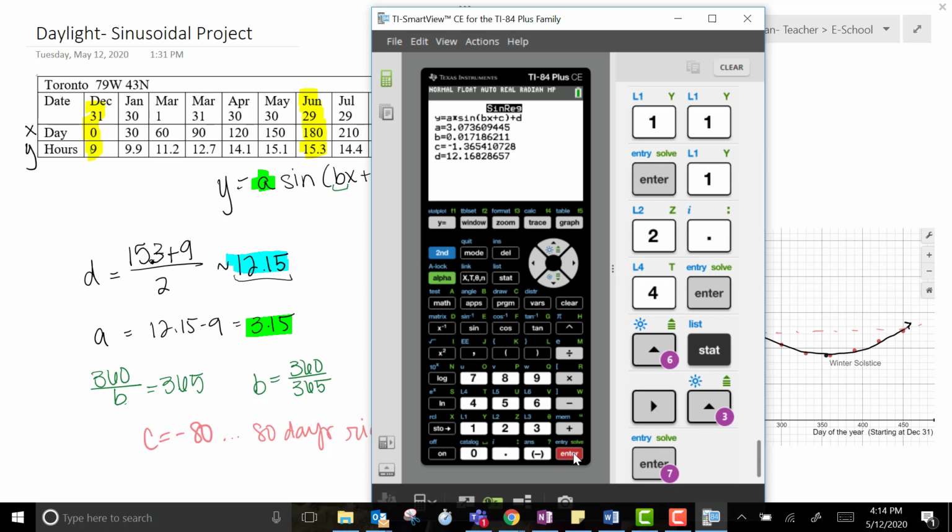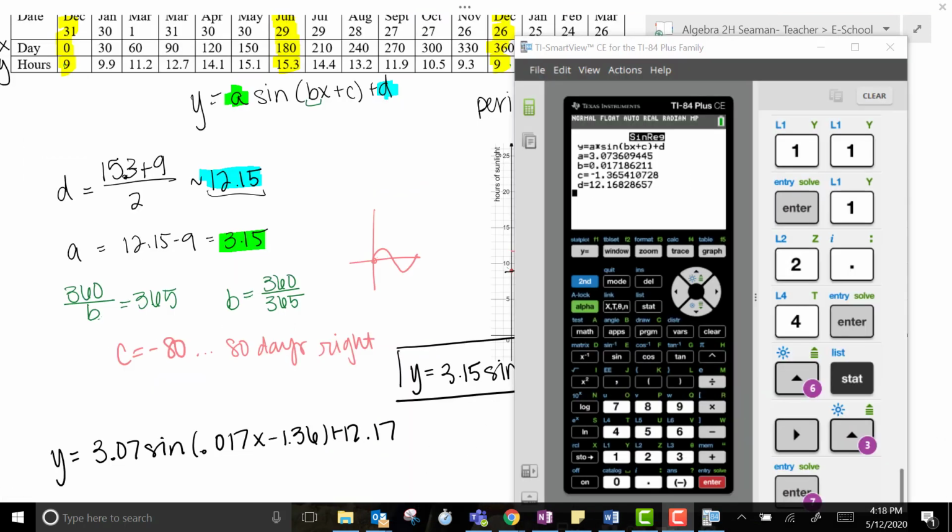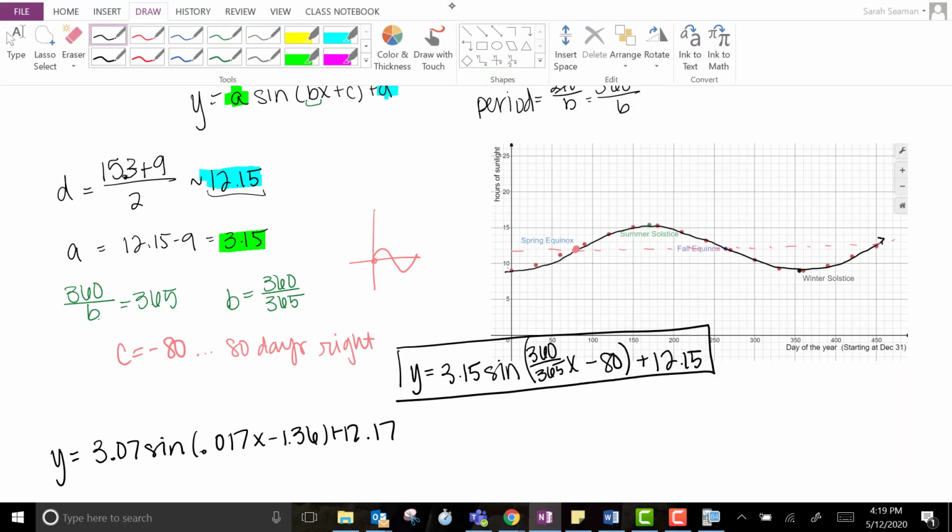Now, what I want us to note is that these are all in radians. So when I write down this equation for my calculator, I get 3.07 sine of 0.017x minus 1.36 plus 12.17. And that's just taking all of these values and plugging them in. And honestly, let me change this to be negative 1.37 just so I'm rounding appropriately.